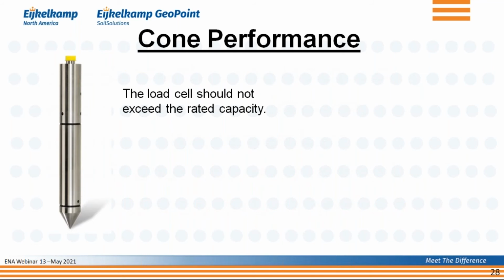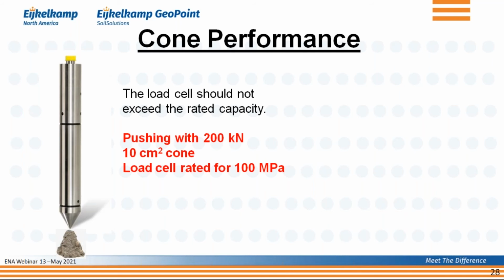First, look a little bit at the load cells. Take, for instance, the load cell that is there for the tip resistance. If you start hitting a little obstruction in the soil, you may start to increase your load quite a bit. Let's look at it a little bit more in detail. Say that you're pushing with a 20-ton pusher, 100 kilonewtons. You have a 10 centimeter square cone, and you have a load cell that is rated for 100 MPa.